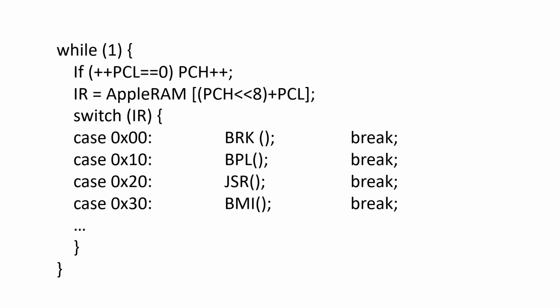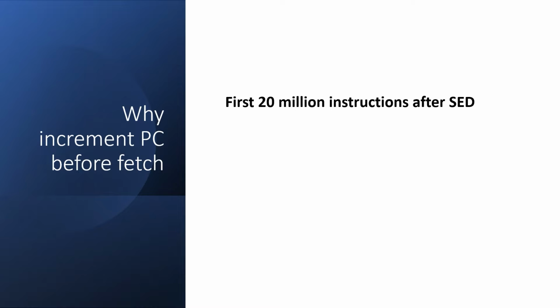Why increment the program counter before fetch? Well, let's look at the first 20 million instructions after the set decimal mode at 7AF5. We see that the Apple Win emulator, which is cycle accurate, requires 57 million clocks. This is just under 3 clocks per 6502 instruction. And this seems reasonable given that the shorter 6502 instructions require 2 clocks.